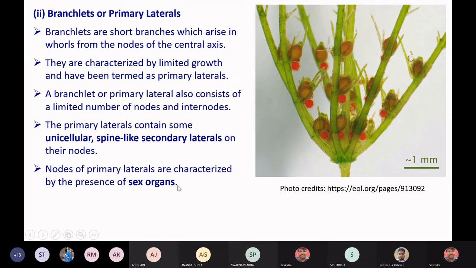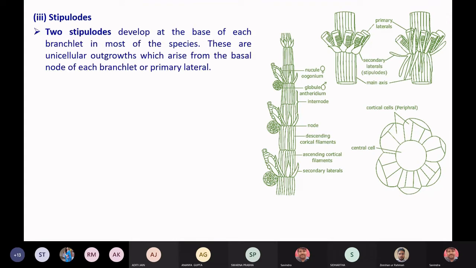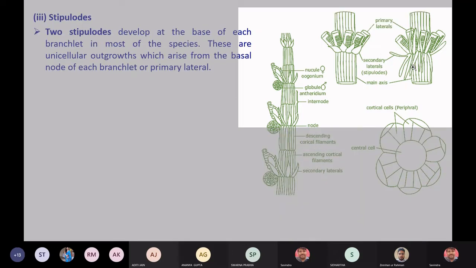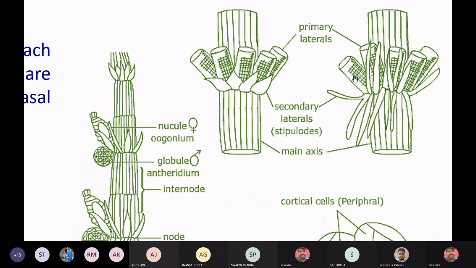And on the node of the primary lateral, they also have sex organs. The branchlet develops, ये point पहले आना चाहिए था, from the peripheral cells of the nodes. Third appendage, that is stipuloids. Two stipuloids develop at the base of each branchlet in most of the species. These are the unicellular outgrowths which arise from the basal node of each branchlet or primary laterals. वो हम जो पहले ही बात कर चुके हैं secondary laterals की, इसी के बारे में. These are the third one.